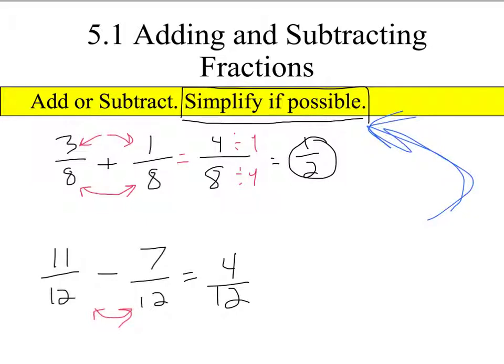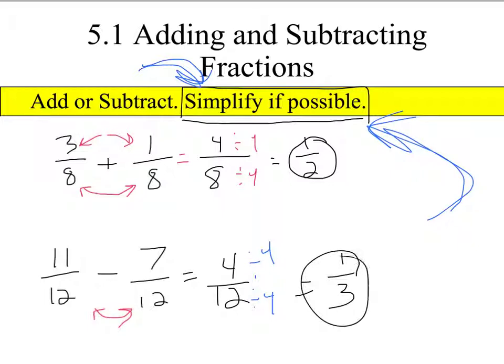Simplify. What am I going to do? Simplify. Okay, I'm going to simplify if possible. I can simplify here. I can divide both the top and the bottom by 4, and my answer is going to end up as 1/3. Fantastico. Awesome. Moving on.